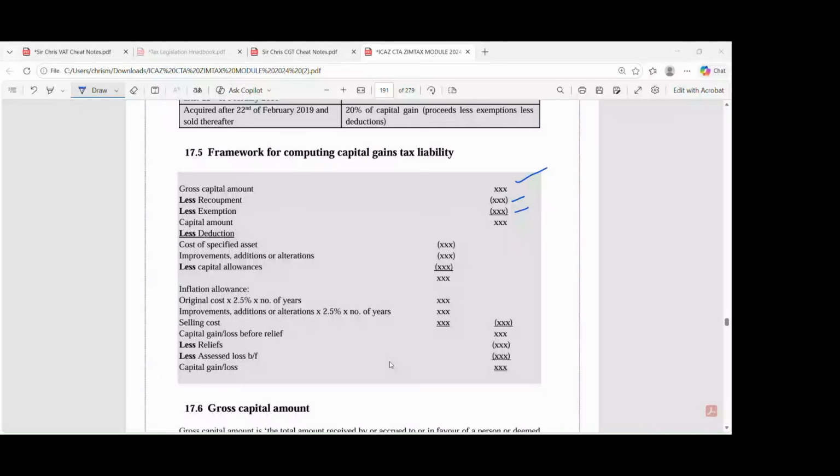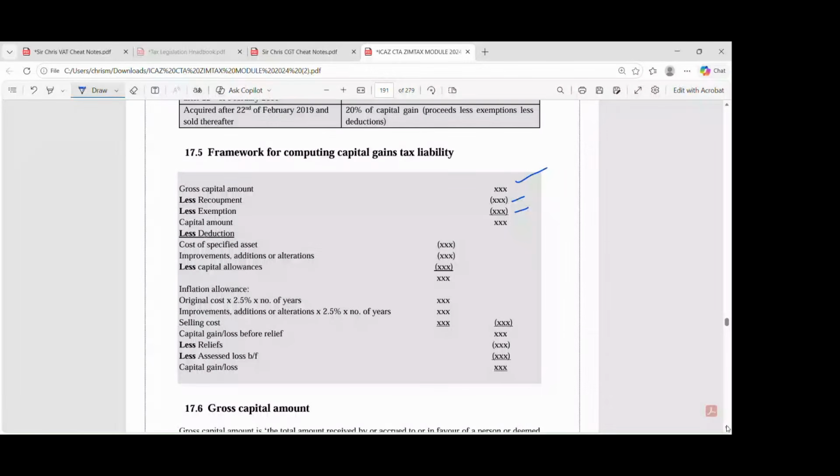So if I go to my CGT, I go to my section 11, it clearly states what should be allowable as a deduction. So if I want to determine my tax base in CGT for an asset which is appreciating, it's my cost plus improvements plus inflation allowance. That's my tax base. Happy days? The key thing. So we less deductions, which is your cost, your inflation allowance.